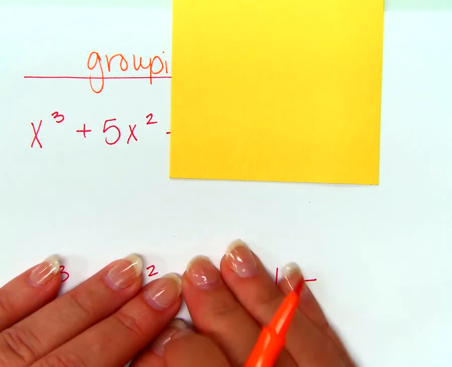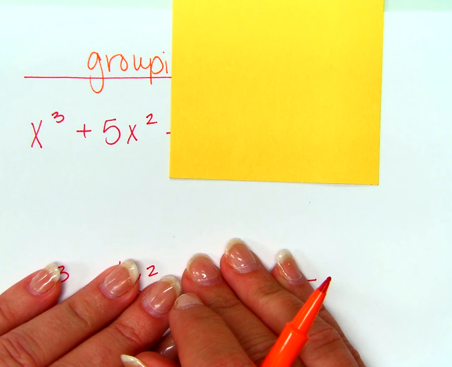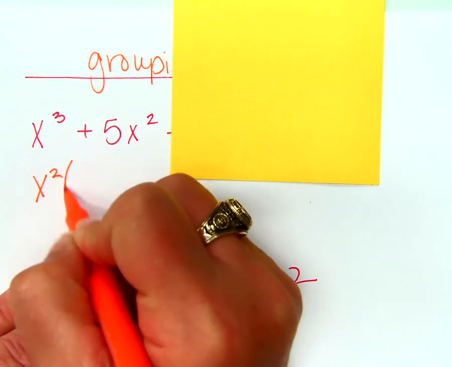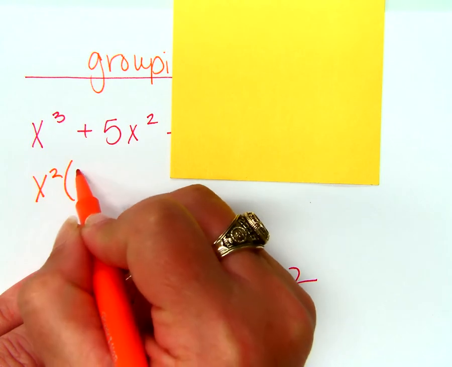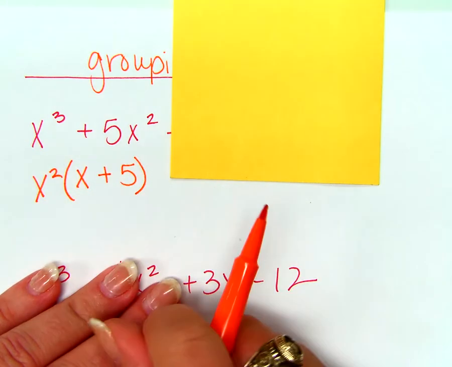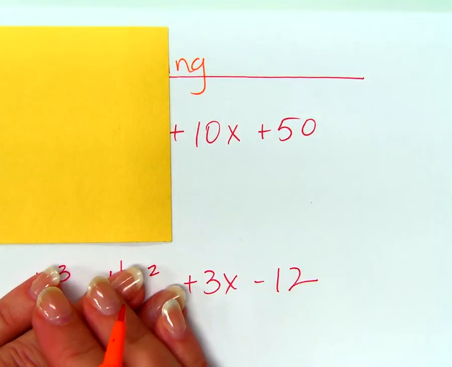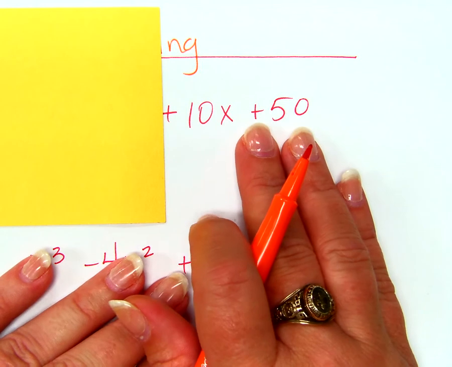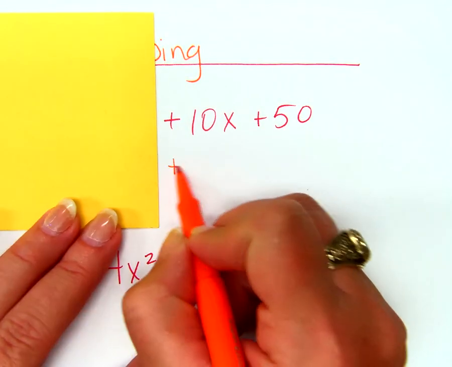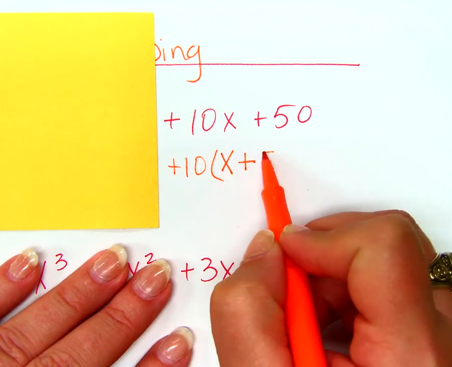What's the greatest common factor in the first 2 terms? X squared, right? So if I factor an x squared from each term, what's left? X plus 5, right? Now we're going to just ignore the first two terms. What's common in the second two terms? 10, right? They're both divisible by 10. So if I factor out a 10, what's left? X plus 5.